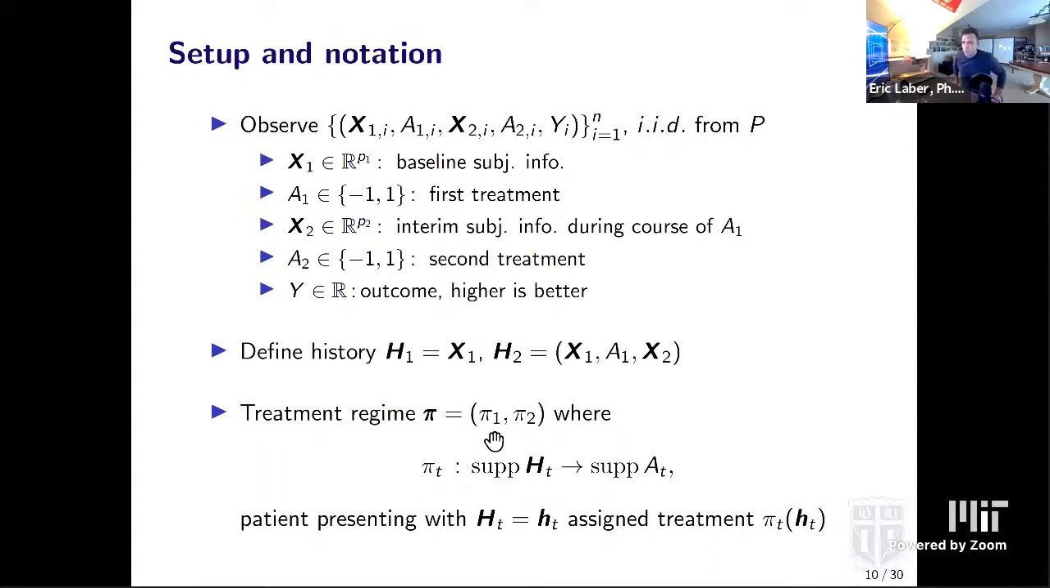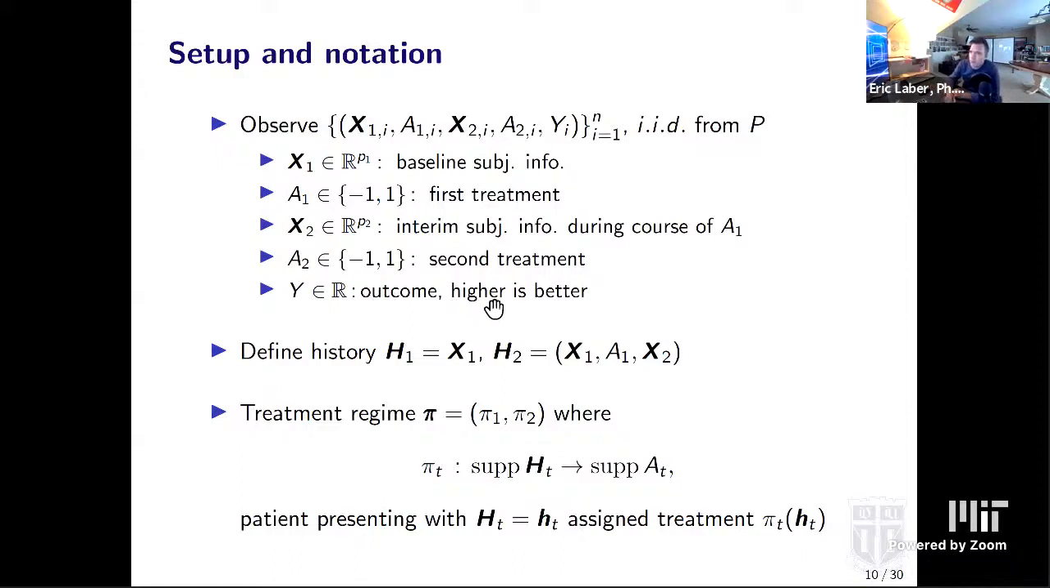Okay. So we're going to talk about the simplest case in which all these issues arise. This is also the most common trial design. It's a two-stage trial with binary treatments, although this extends to more complicated trials. But the idea is that after you run the trial, you're going to have N patients. And for every patient, you're going to have a trajectory X1, A1, X2, A2, Y. So X1 is baseline patient information. A1 is the first treatment that you assign them. X2 is the information you collect during the course of the first treatment. So this might be longitudinal information. A2 is the second treatment, again coded -1, 1. And then Y is the utility that's observed at the end of the trial.